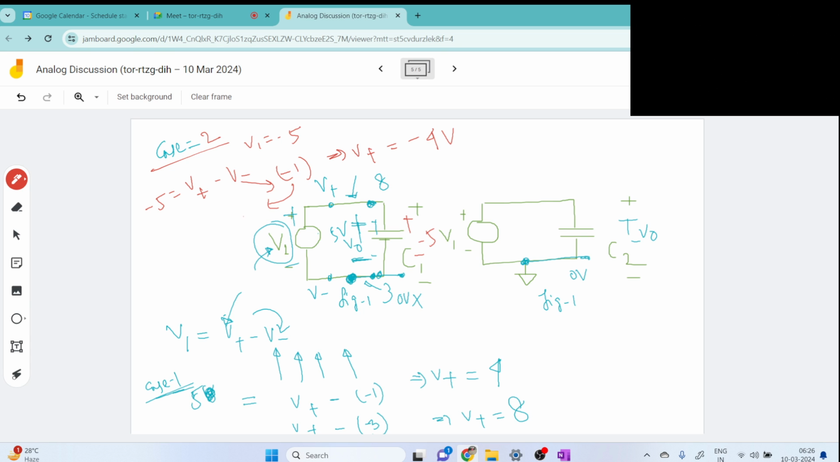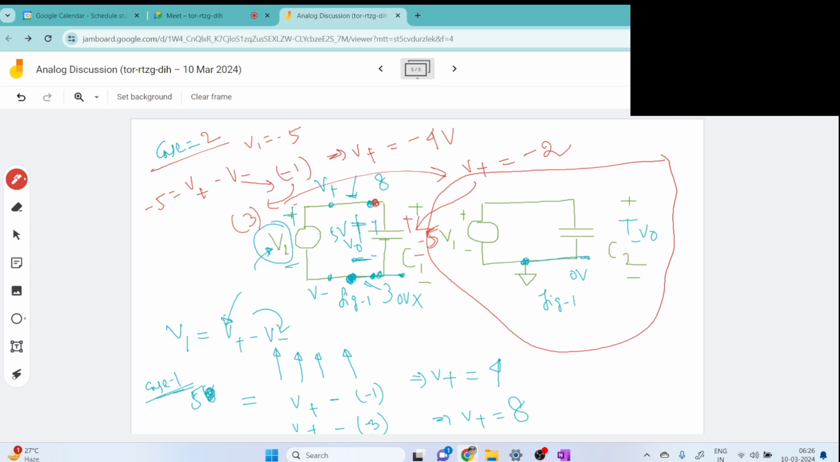This is our 3 voltage. Now for this case, what will be our V positive at this node? That would be minus 2, so that again the V1 remains minus 5 volt always. So this is the case. Understood, right? Now for this case.